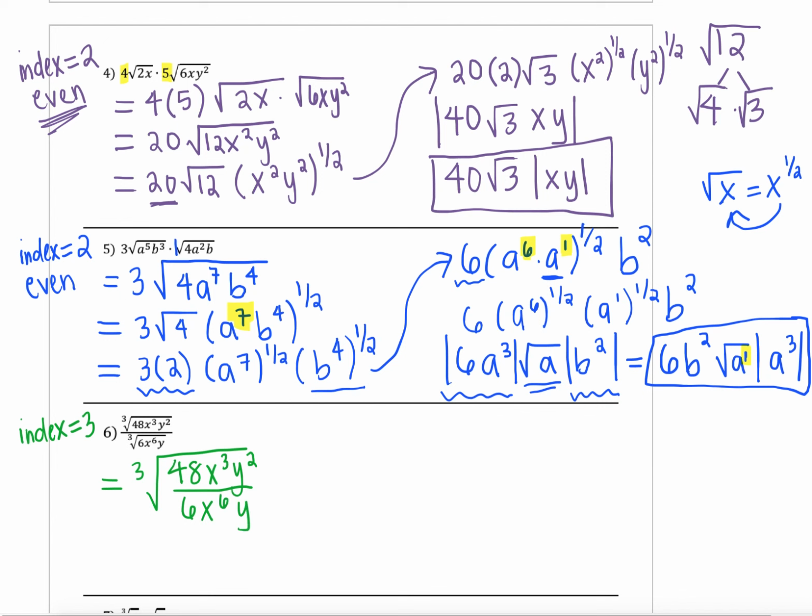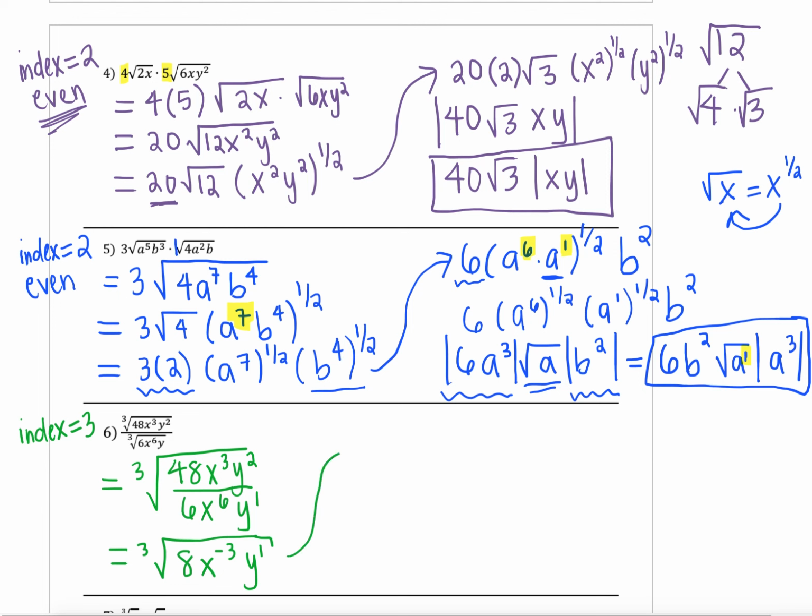In this case, we can continue to reduce stuff down. 48 divided by 6 would give us 8. X to the third over x to the 6 would give us x to the negative third, because we can subtract those exponents, or we always take the numerator minus the denominator. So 3 minus 6 would give us negative 3. And likewise, we can simplify the y's by going 2 minus 1, which will give us just y to the first then. And all of that is inside our cube root that we have.